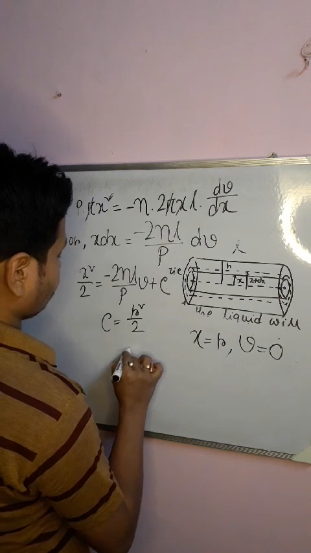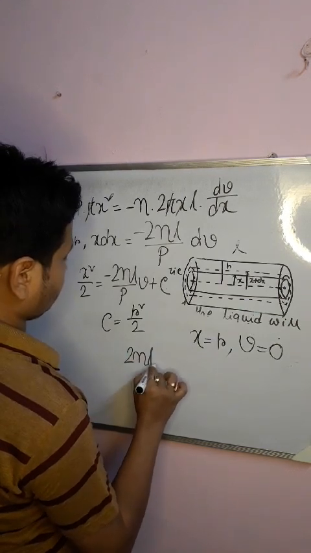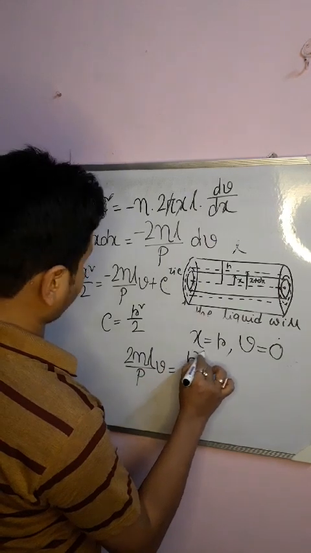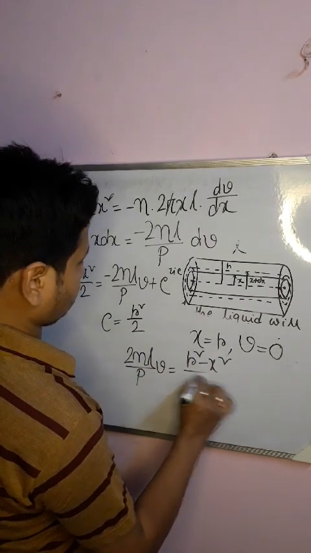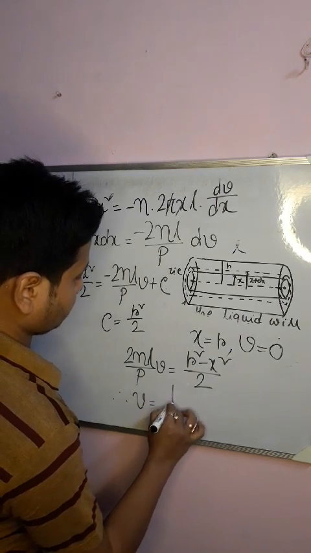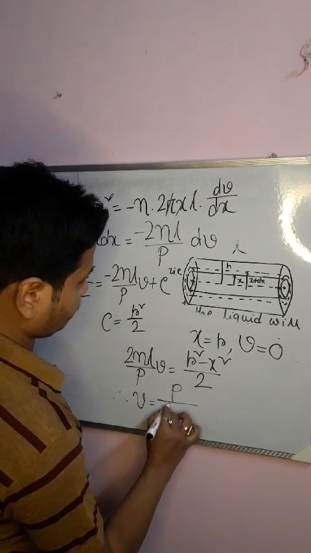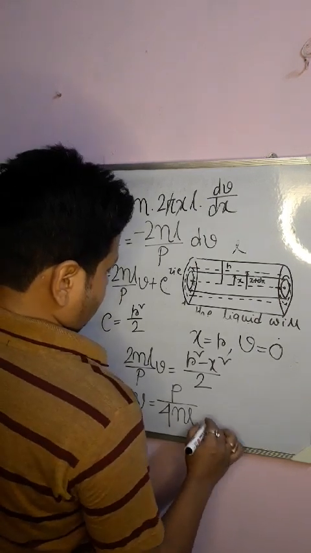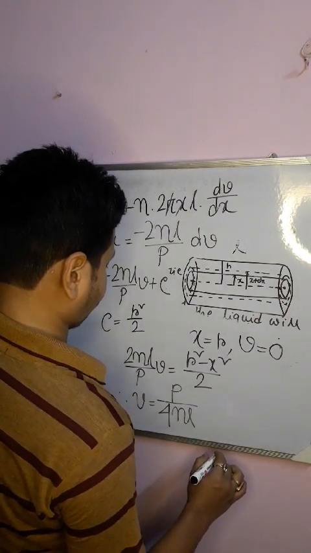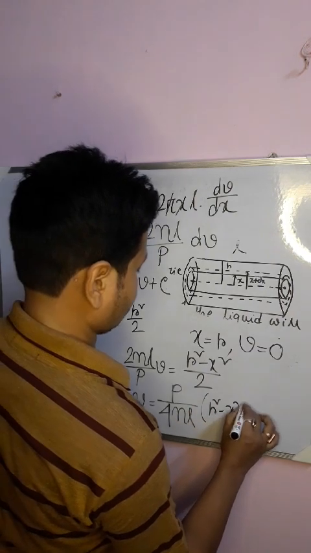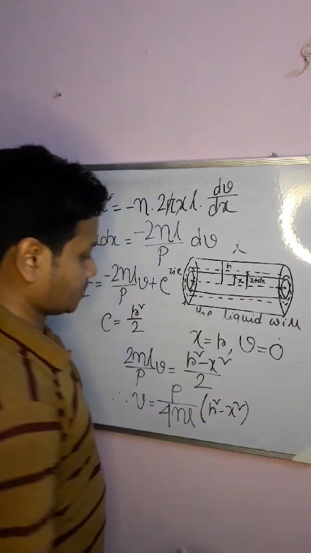If we rearrange this, we get V into P equals r square minus x square by 2. So what is V? V is P upon 4 eta L into r square minus x square. So this is the expression of V.